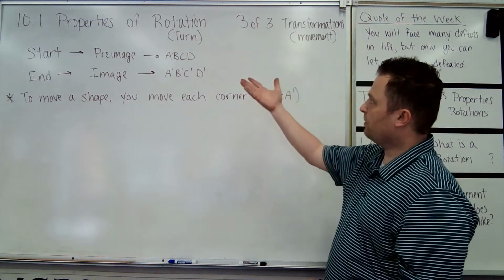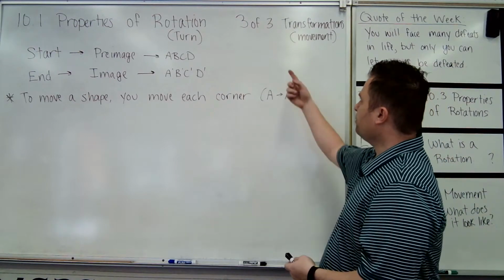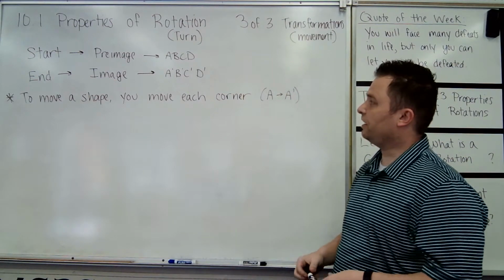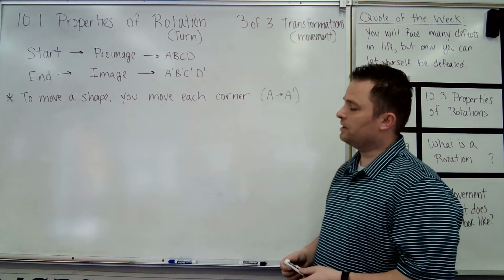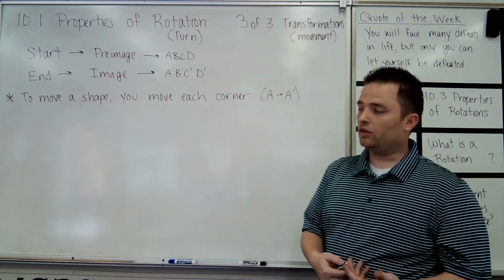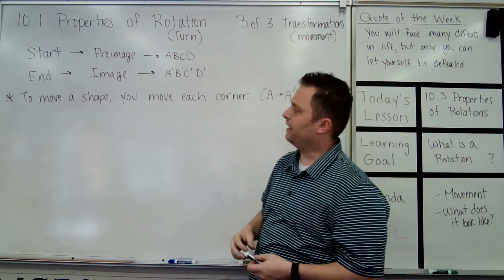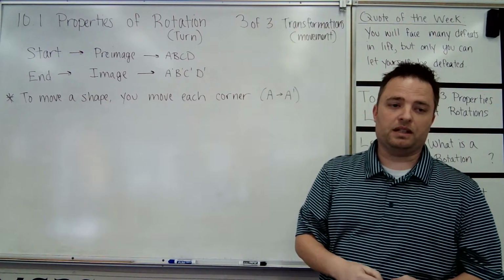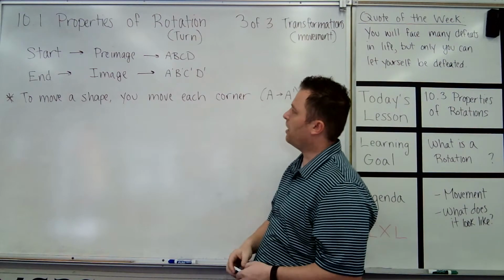So in the properties of rotations, also known as turns, this will be number 3 of the types of movement that we're learning. We are, once again, going to be taking snapshots of the before and the after picture. The before, also known as the starting point, the pre-image, is labeled A, B, C, and D. And the after, meaning the ending, is called the image. It's the A prime, B prime, C prime, and D prime.